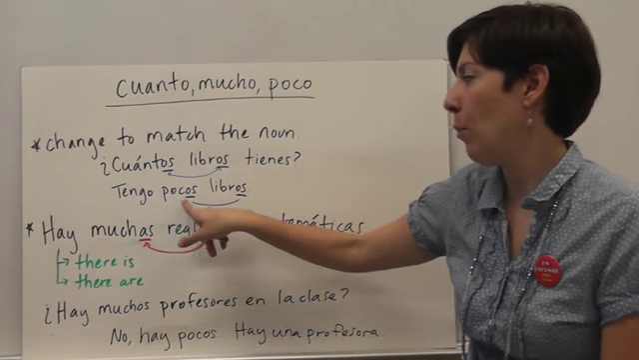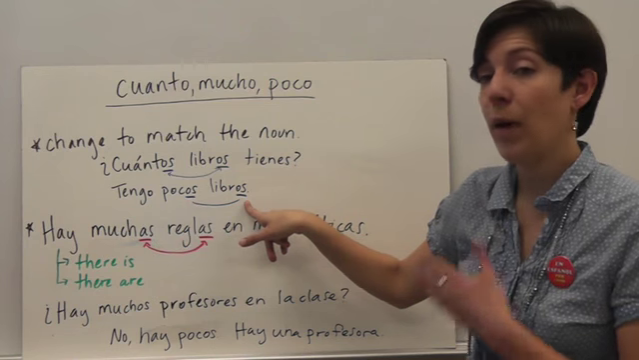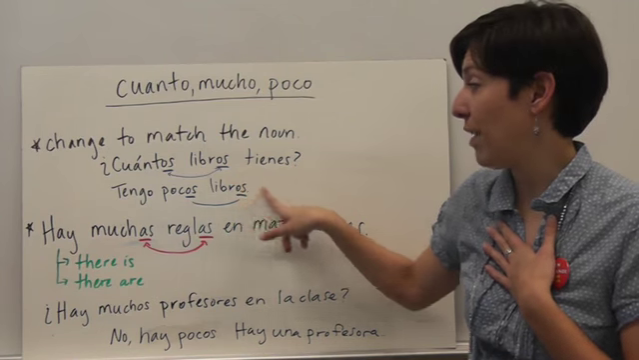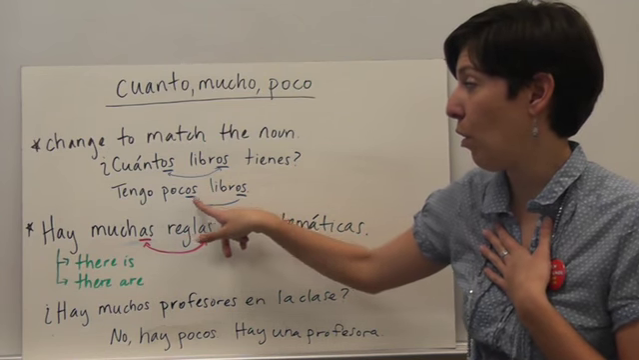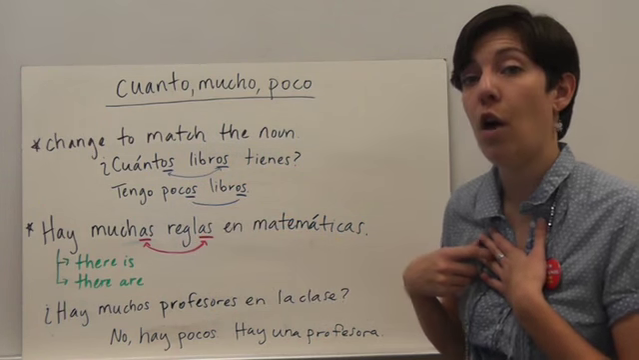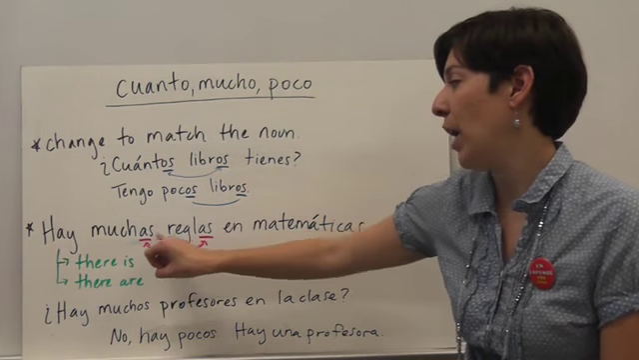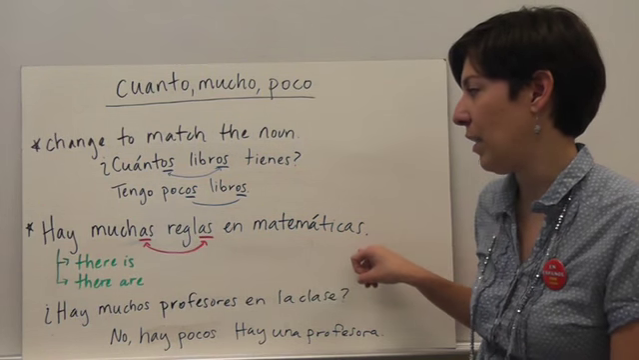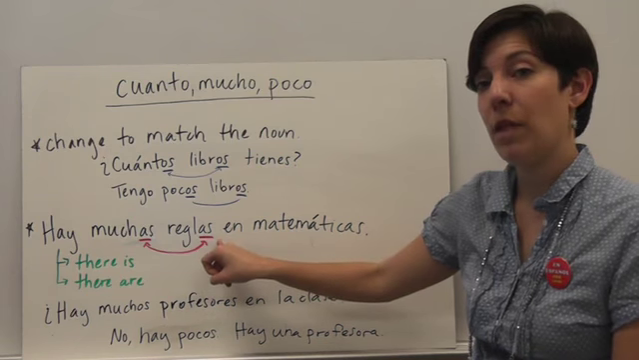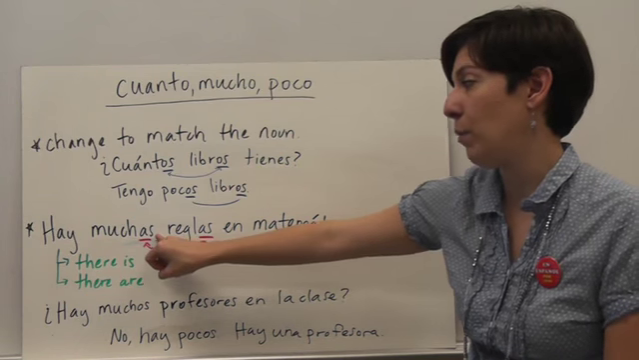Tengo pocos libros. What do I have? I have books, which are masculine plural, so I have to make pocos masculine plural and end it in os. Hay muchas reglas en matemáticas. Reglas is feminine plural, so muchas is feminine plural.